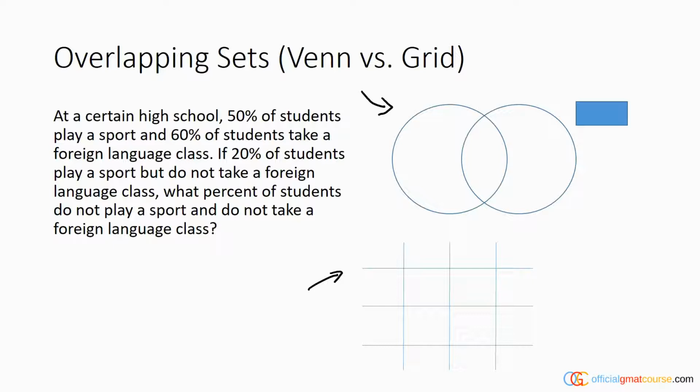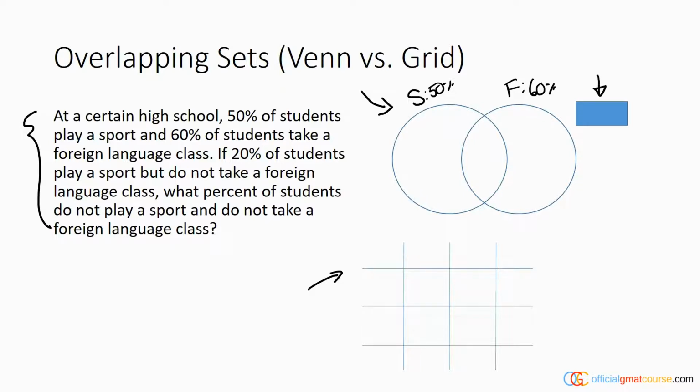So let's look at this question here. And if you want to pause and attempt it, you can go for it now. But we're going to start off by using the Venn diagram, and then we're going to move to the grid. So at a certain high school, 50% of students play a sport and 60% take a foreign language class. So we'll call this side sports and we'll call this side foreign language. And the total of sports is going to equal 50%, and the total of foreign language is 60%.